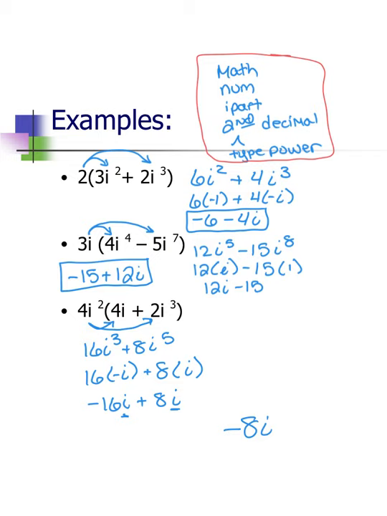However, if you get to an upper level math class, if it says in simplest a plus bi form, you have to put a 0 in front. So technically, it's 0 minus 8i because you need your real number, your whole number, and your imaginary number, your i part.